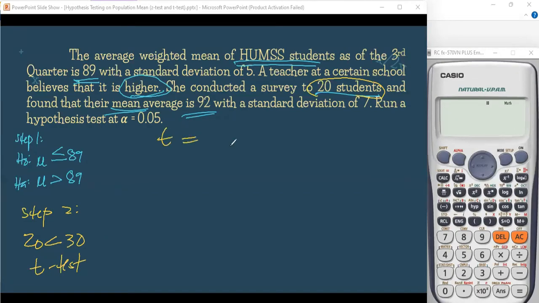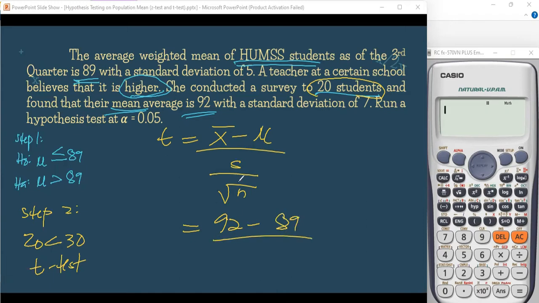So t po must be equal to the sample mean minus the population mean all over the sample standard deviation all over the square root of n. And so what is our x here? The sample mean? Sample mean is 92. So nakalagay po dito 92. And what is our population mean? That is 89. What is our sample standard deviation? Sabi po dito 7. With a sample standard deviation of 7 all over what is the square root of 20? So later we're going to compute for that.